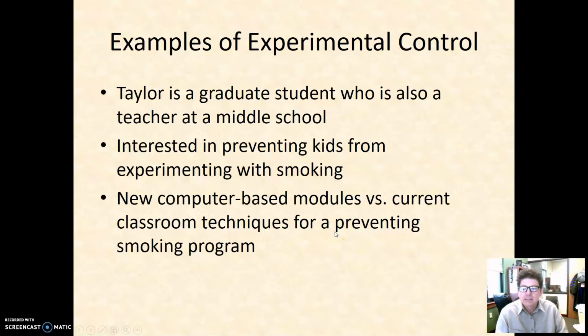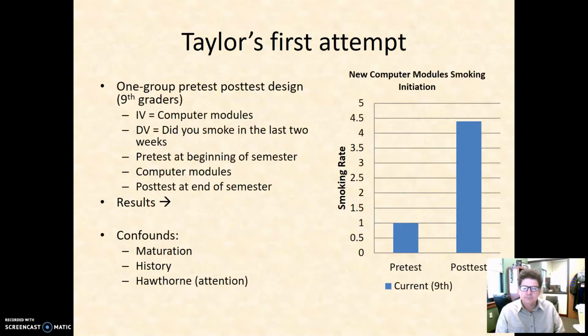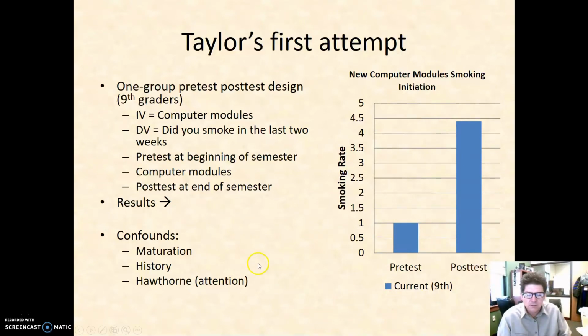So let's take a look at an example of how she might examine whether these modules are worthwhile, if they are effective, if they are a causal factor in preventing kids from experimenting with smoking, if they can have that kind of influence. So let's go with her first attempt at a study here. She teaches in middle school, so she interacts with a lot of ninth graders, and her first attempt at designing a study to test these modules is to do just one group, just a pretest and a post-test.